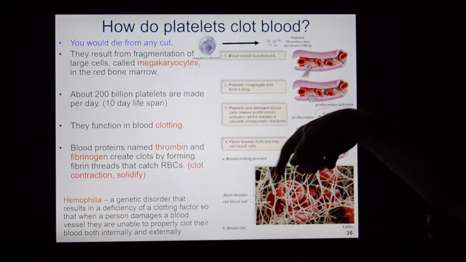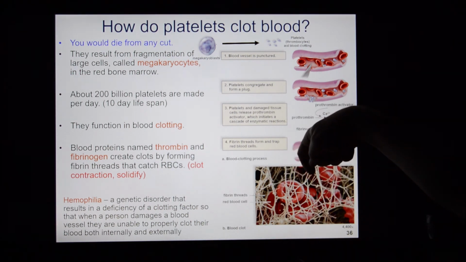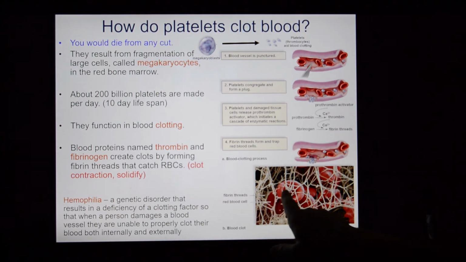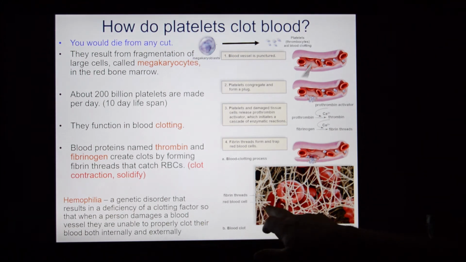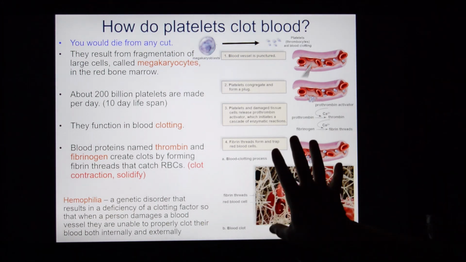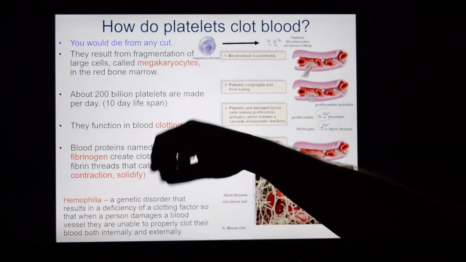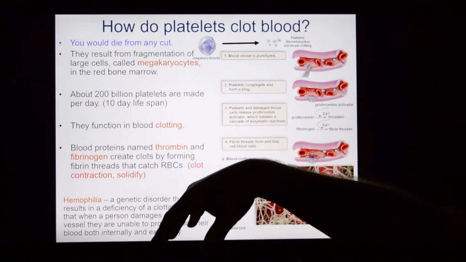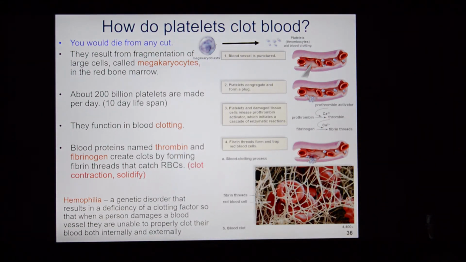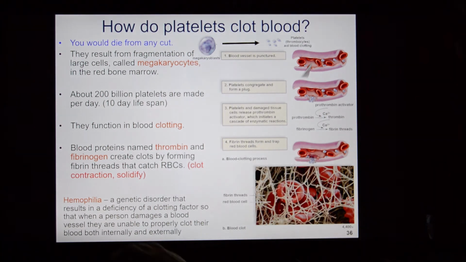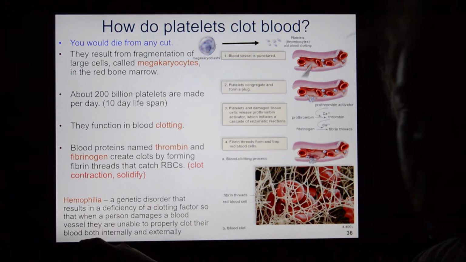This is a real transmission image of a fibrin clot. So what you see is a bunch of platelets in there, and a bunch of fibers sort of holding everything together. It makes a net that keeps red blood cells from escaping. So if you cut yourself, it'll drip, drip, drip, drip, stop. And the reason it stops is because this clot has formed, this net-like structure has formed to keep you from further losing blood.